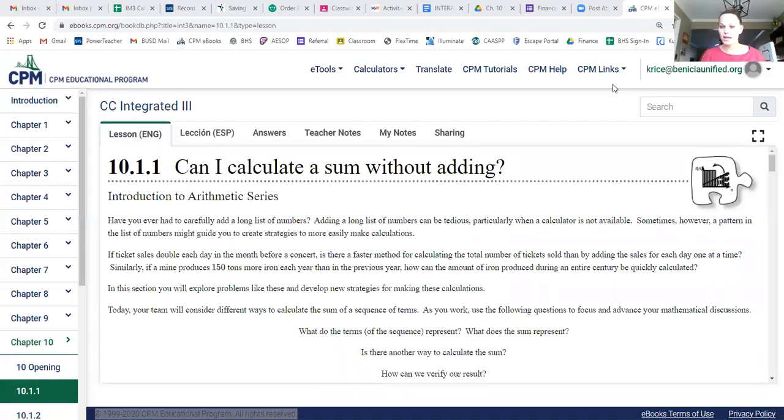Starting in chapter 10. So chapter 10 is on series. That's what we're getting started on, the first part of it. So, introduction to arithmetic series.